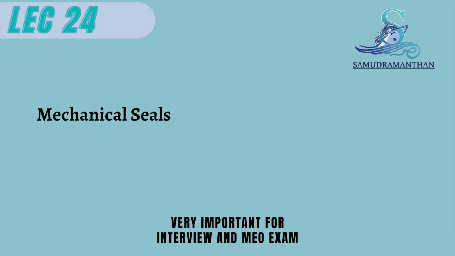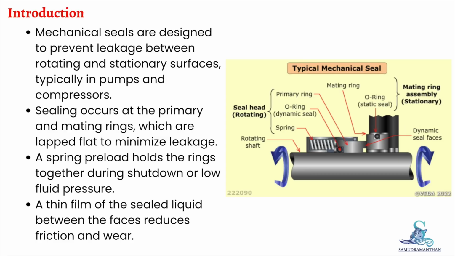Today, we are going to learn about mechanical seals, which are designed to prevent leakage between flat, rotating, and stationary surfaces in pumps, compressors, and other machinery. A typical dynamic mechanical seal has primary and mating rings that make contact perpendicular to the shaft. These surfaces are carefully lapped flat to eliminate leakage.